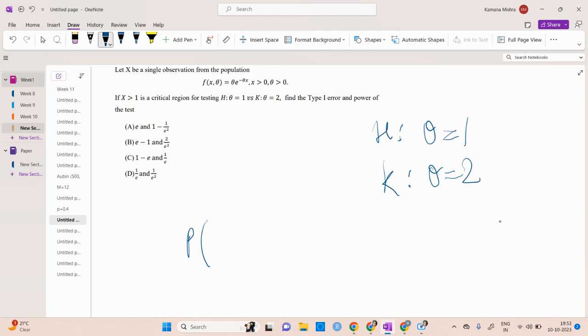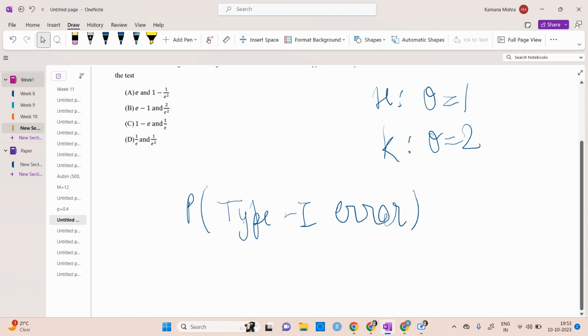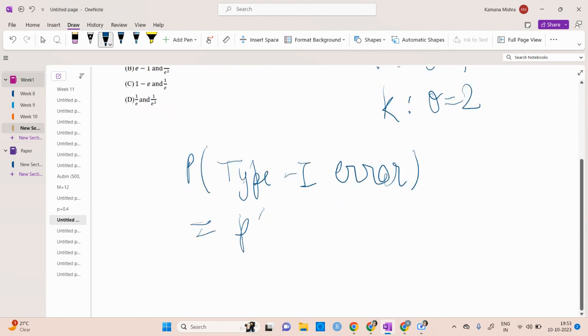So the probability of type 1 error, I'm so sorry for the disturbance, will be the probability of X greater than 1 given theta is equal to 1.